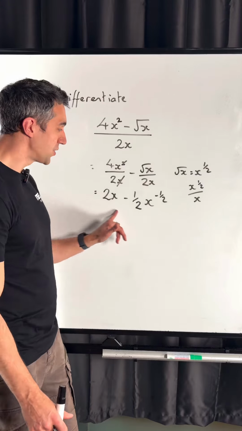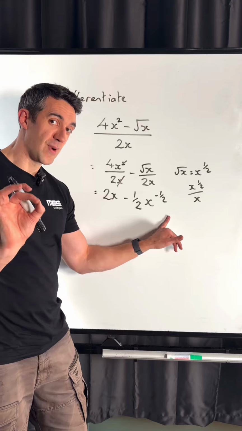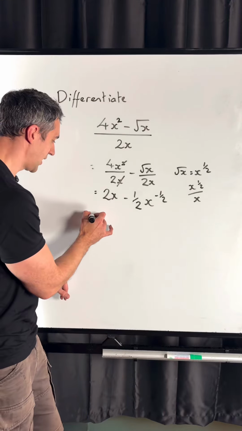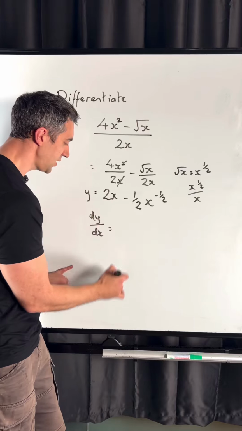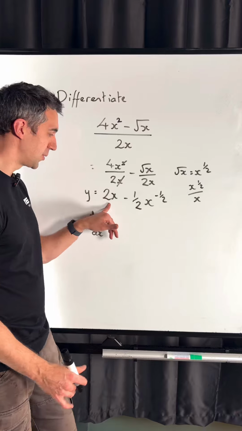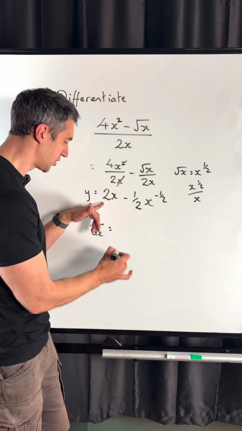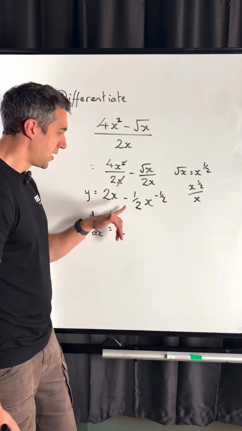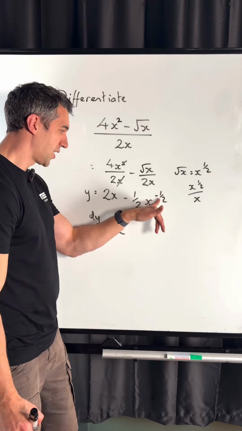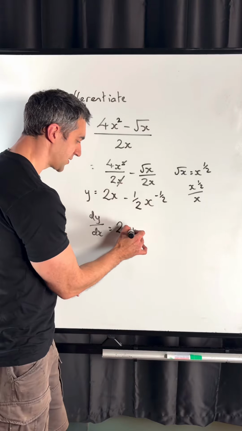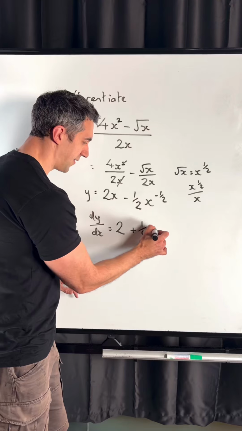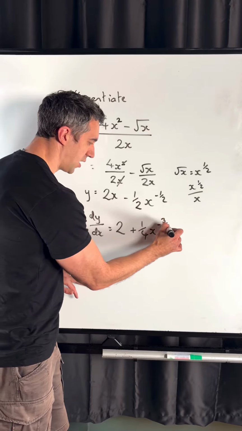Okay? Once we've rewritten it like this, now we are ready to actually differentiate it. Okay, so if we call this our y, we'll call this our dy dx. We now differentiate with normal rules. So when we have something times x, it just goes to the coefficient, the x disappears. When we have our power of minus a half, we're going to multiply these two together. So minus a half times minus a half gets me positive a quarter. And I have x to the power of minus 3 over 2.